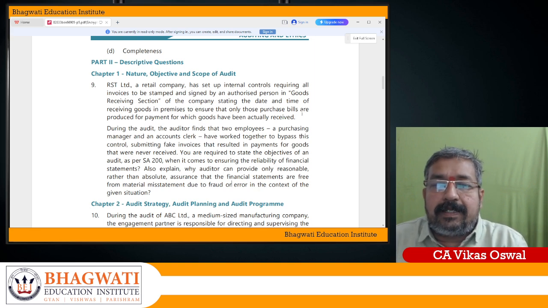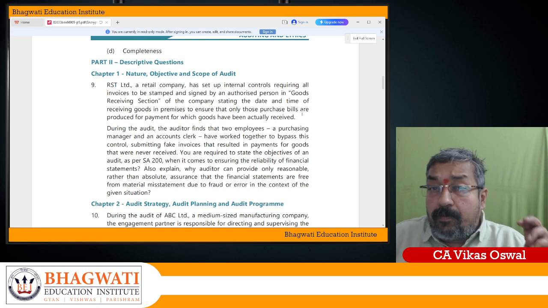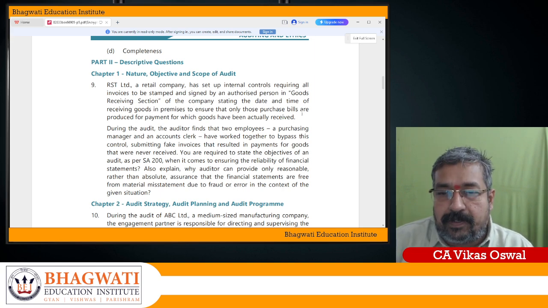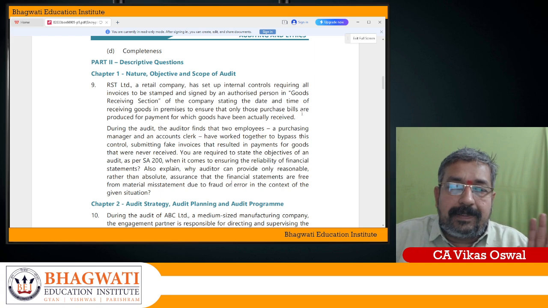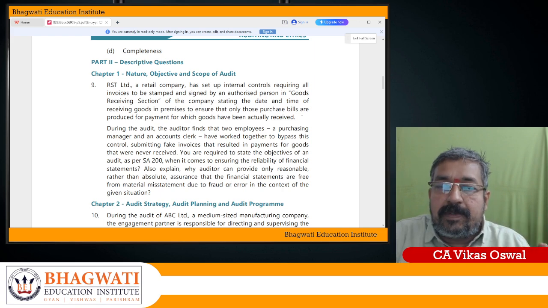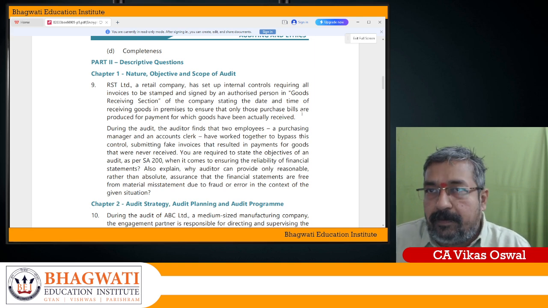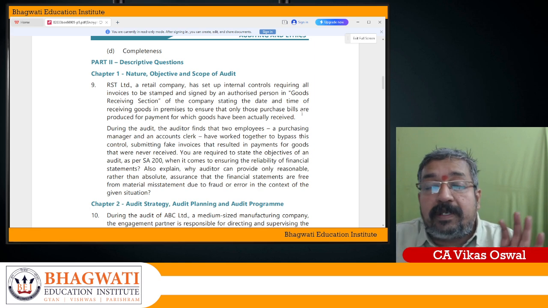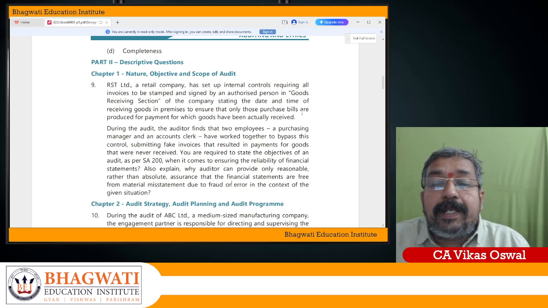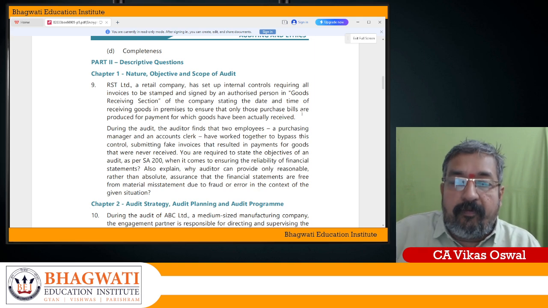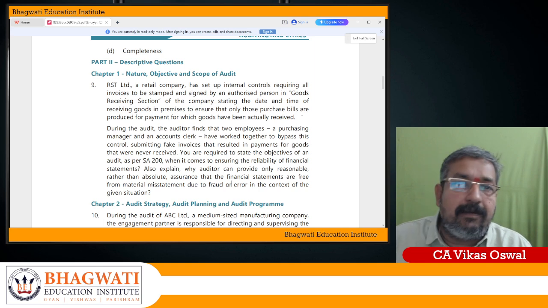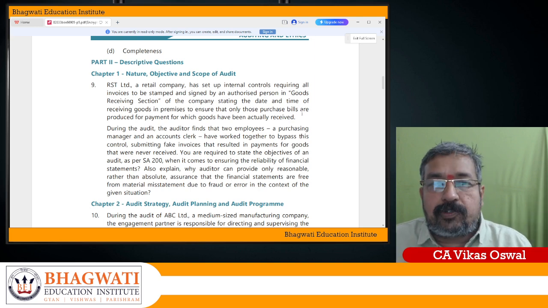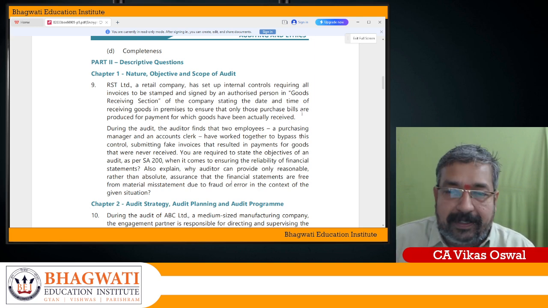So what is happening here? There is a retail company, they have a control. See, what is internal control? It's a policy and procedure of the organization actually. As per the policy, all invoices should be stamped and signed by an authorized person in the goods received section. It will state the date and time of receiving the goods in the premises to ensure that only those purchase bills are produced for the payment for which the goods have actually been received. So only those goods which are actually received will come into the picture.